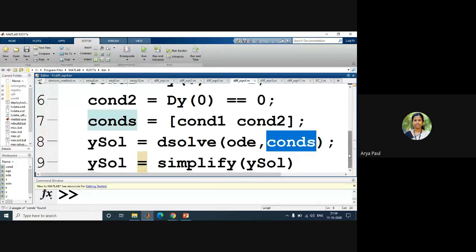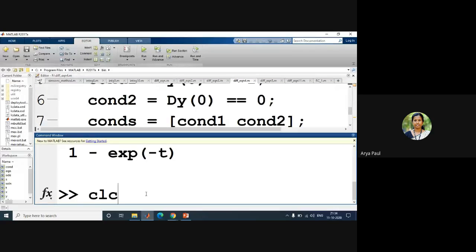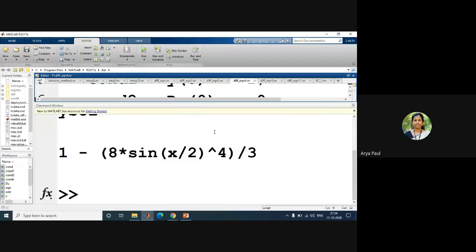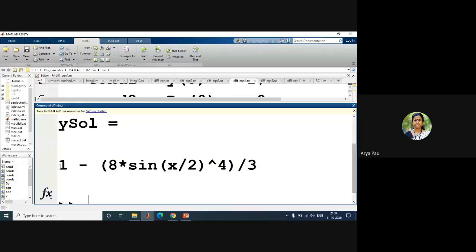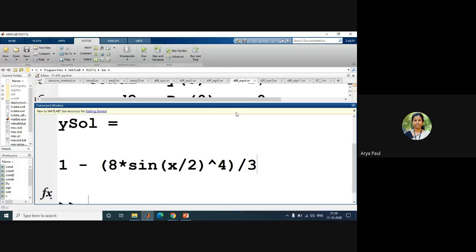For a second order differential equation, you may get some complex expressions. In order to simplify the expression, you can use the keyword simplify. Now we will see what our solution is. Here the solution is 1 minus 8 into sin x by 2 raised to 4 by 3. So that is the solution.